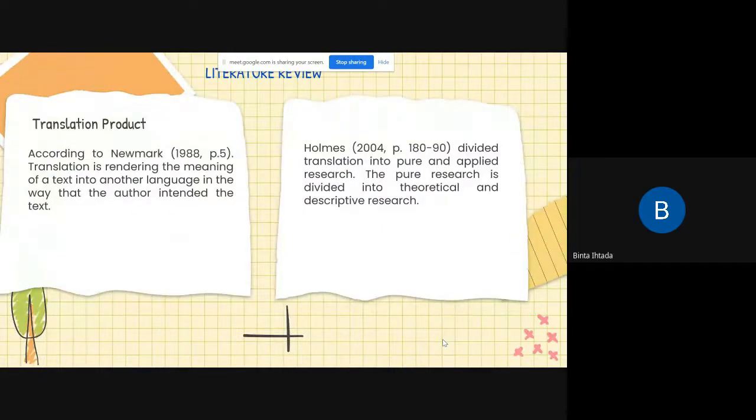The translation product. According to Newmark, 1988, translation is rendering the meaning of a text into another language in the way that the author intended the text. According to Holmes, translation studies is divided into pure and applied research. The pure research is divided into theoretical and descriptive research. Descriptive research has three orientations. The first is product oriented, the second is process oriented, and the last is function oriented. The study is focused on the product oriented, which examines the existing translations.